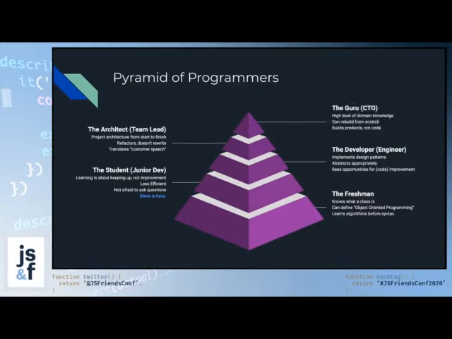And the last level, the highest level, would be what I would call the guru. This could be a CTO, probably a CTO at a smaller company, maybe a startup. I think a lot of times CTOs at really large companies are more business focused than they are necessarily technology focused. So I would say that CTO wise, this is probably at a mid to small level startup. The guru has a high level of domain knowledge.